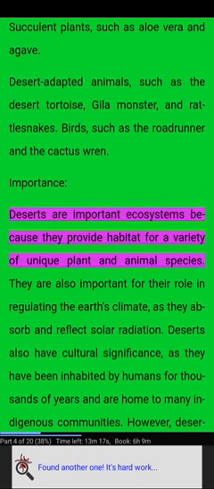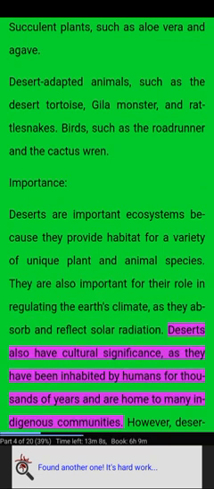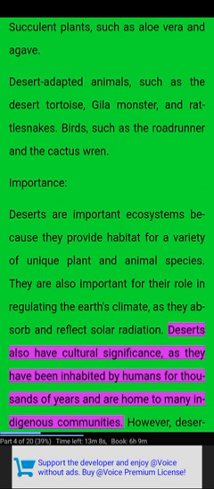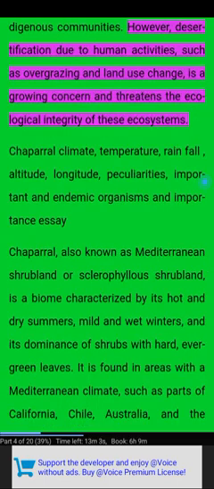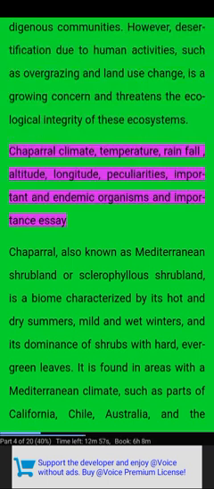Importance. Deserts are important ecosystems because they provide habitat for a variety of unique plant and animal species. They are also important for their role in regulating the Earth's climate, as they absorb and reflect solar radiation. Deserts also have cultural significance, as they have been inhabited by humans for thousands of years and are home to many indigenous communities. However, desertification due to human activities, such as overgrazing and land use change, is a growing concern and threatens the ecological integrity of these ecosystems.